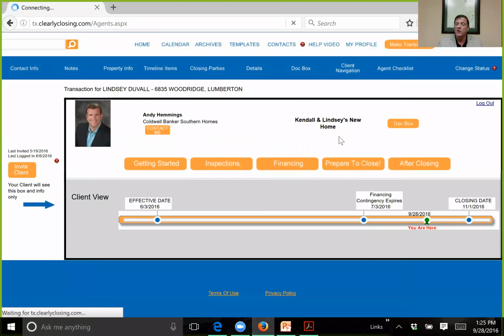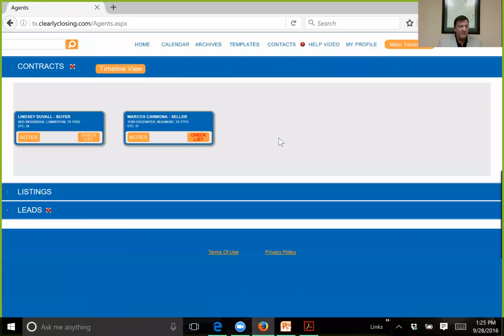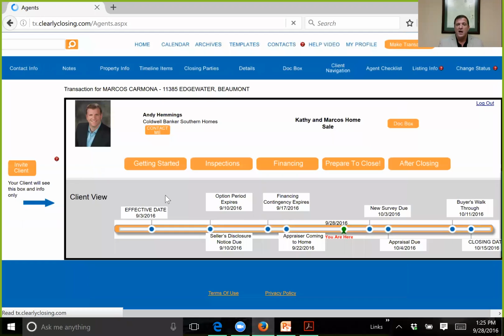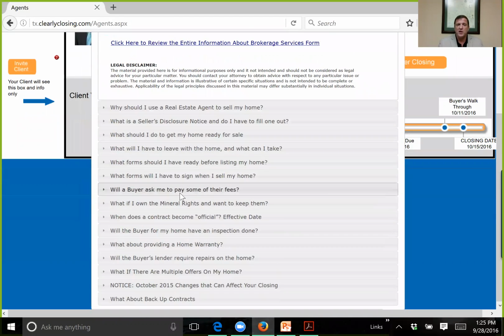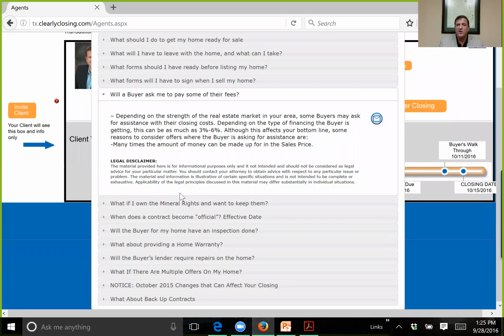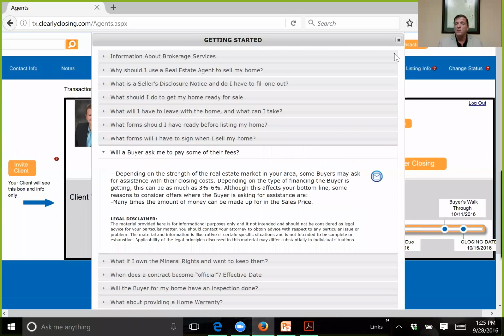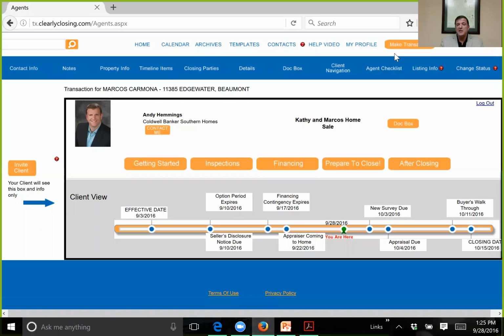So you see the information is already built into the program, allowing you to share it with your client very easily. If we look on the seller side, remember there's information that we have to share with the seller too. So if we go over to the seller side, very similarly, if I go to Getting Started, there is a section here, will a buyer ask me to pay some of their fees? And yes, here's a section that allows you and reminds you to explain this information to the seller. Remember, we can more easily put deals together and negotiate deals when our clients are fully informed on the information that they need to know.